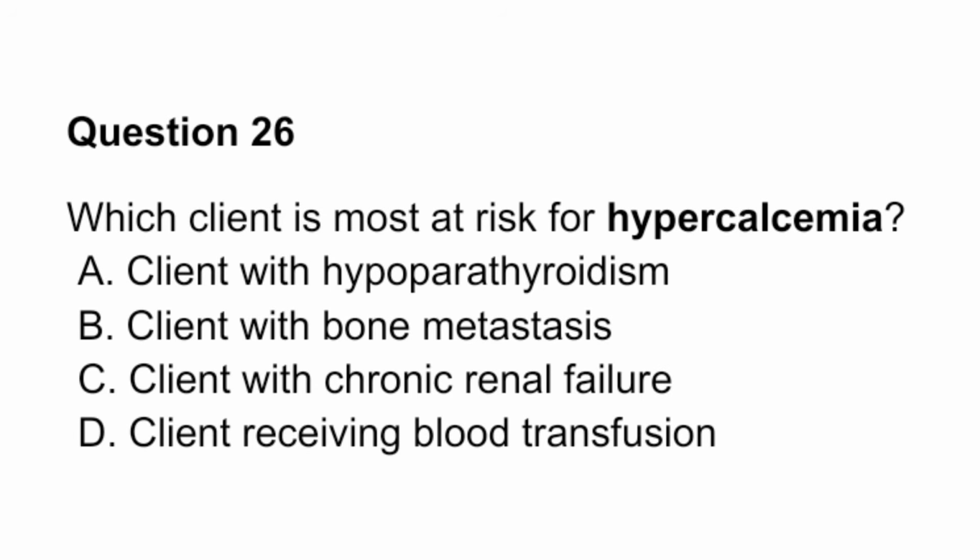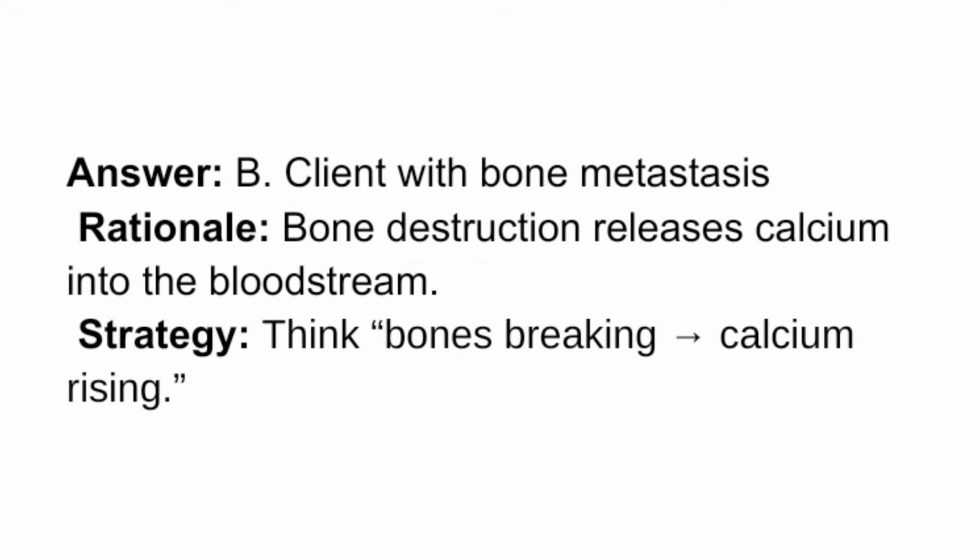Question 26. Which client is most at risk for hypercalcemia? A. client with hypoparathyroidism, B. client with bone metastases, C. client with chronic renal failure, D. client receiving blood transfusion. Answer: B. client with bone metastases. Rationale: bone destruction releases calcium into the bloodstream. Strategy: think bones breaking, calcium rising.